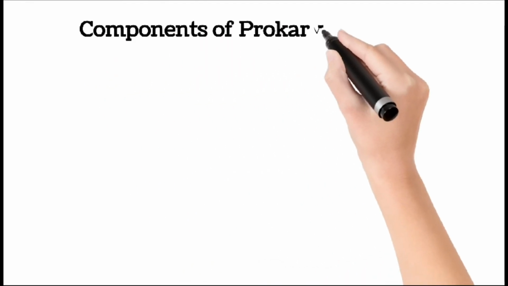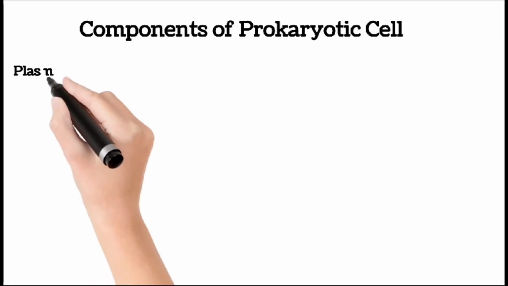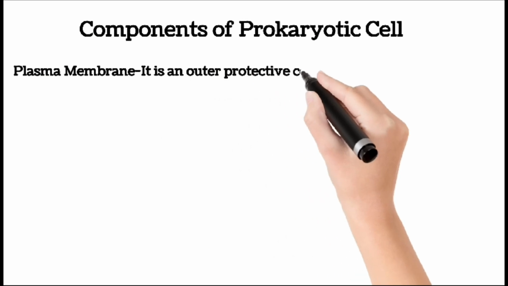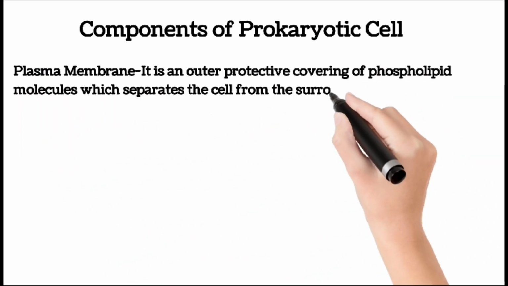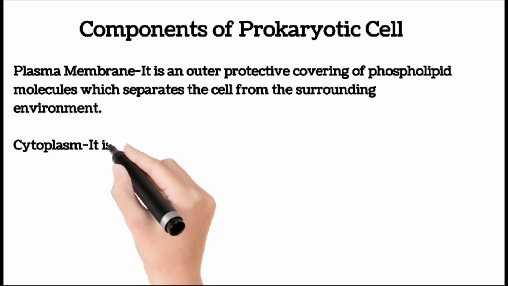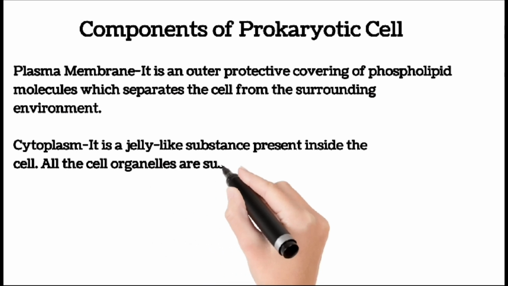Components of prokaryotic cell. The prokaryotic cell has four main components: the plasma membrane, cytoplasm, DNA, and ribosomes. Plasma membrane is an outer protective covering which separates the cell from the surrounding environment. Cytoplasm is a jelly-like substance present inside the cell where all the cell organelles are suspended. DNA is the genetic material of the cell.